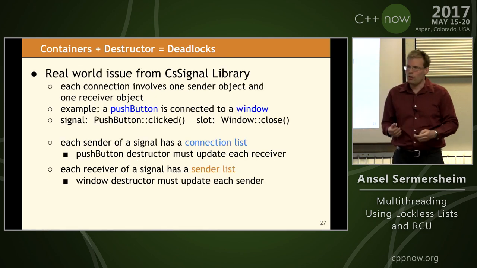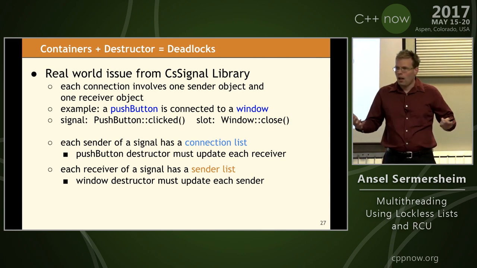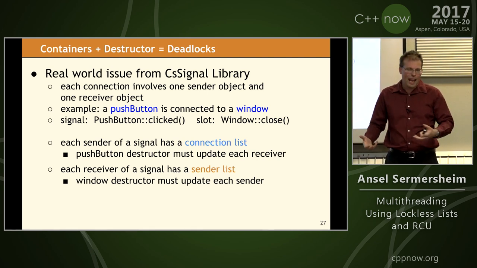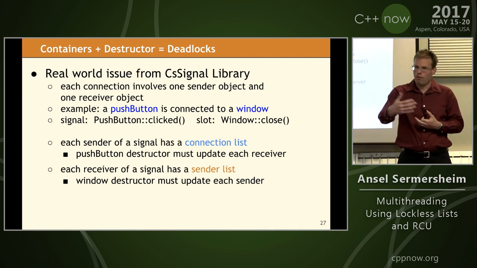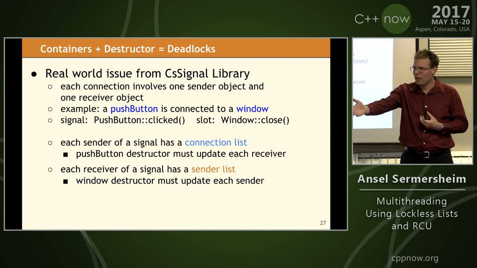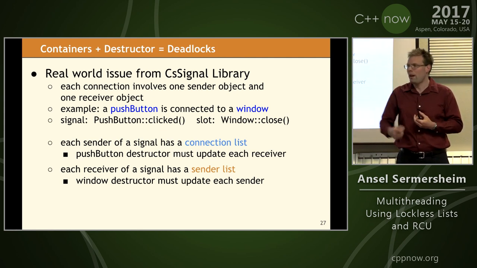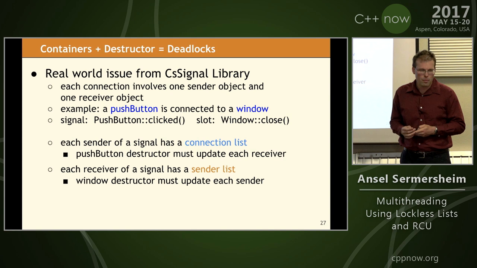So here's the real issue that we ran into in the signal library that resulted in a deadlock. Each connection involves a sender object and a receiver object. And the sender object has to keep track of the connections emanating from it. And the receiver object needs to know about the senders that may send it data. So for example, I might connect a push button, the push button clicked method, to, say, Charlie over there, who is a window, and I might want to connect to his window close method so that when I'm clicked, I emit the clicked signal, that window closes.